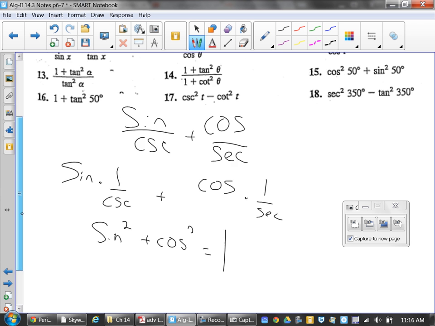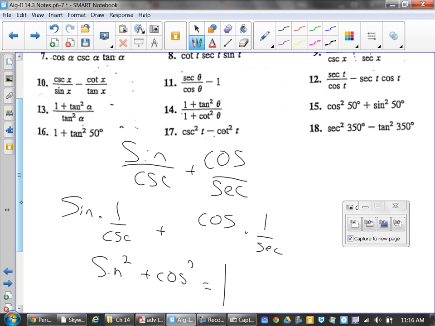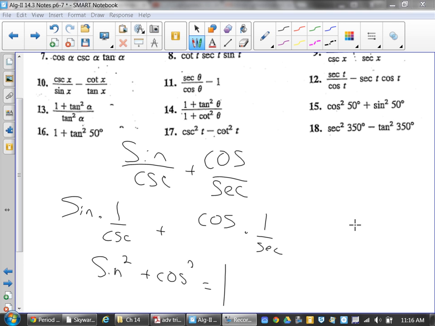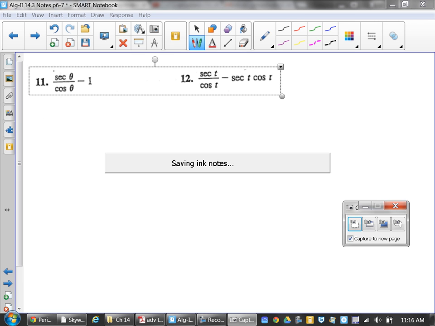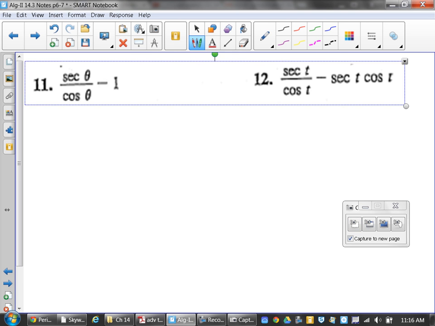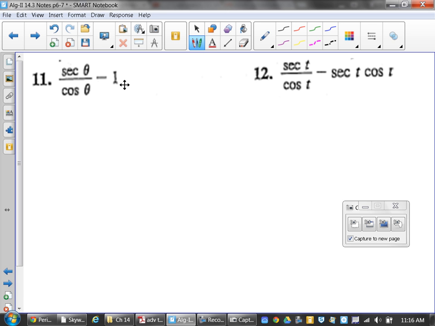As you get into the other ones, on 10, it's basically the same idea. On 11 and 12 are so similar, it's ridiculous. Yeah, I was so worried that I was doing it wrong. No, because hopefully you noticed that secant times cosine is 1, isn't it? Yeah. So these two are really the same problem.